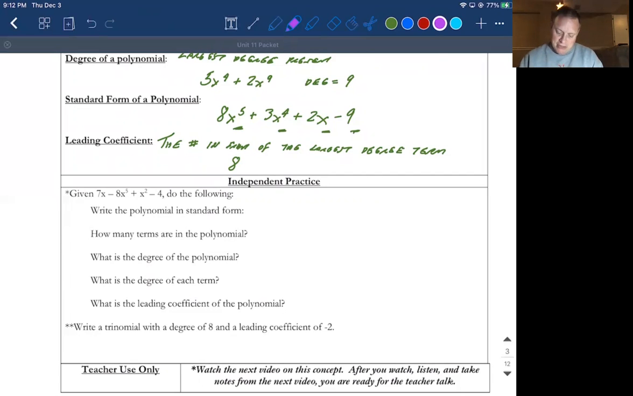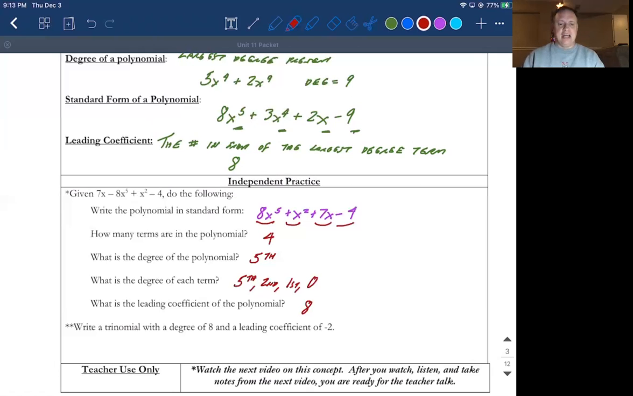Okay, write the polynomial in standard form. Being disciplined, -8x to the 5th is going to go first. Plus x squared plus 7x minus 4. That's what you should have. How many terms are there? There are 1, 2, 3, 4, separated by addition and subtraction. The degree of the polynomial, it's a 5th degree. It's the largest power of x. The degree of each term, we have a 5th degree term, followed by a 2nd degree term, a 1st degree term, and a 0 degree term. And the leading coefficient, how about -8?